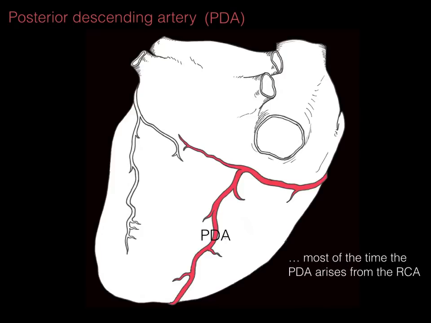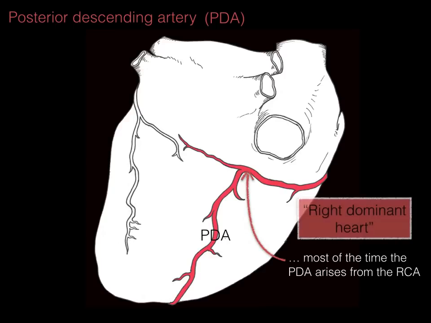So let's do this one more time. Most of the time, the posterior descending artery arises from this right coronary artery, as this illustration shows, and as a result, we say this is a right dominant heart. This happens 60 to 80% of the time. So often we don't even talk about right dominant heart because that's the assumption.